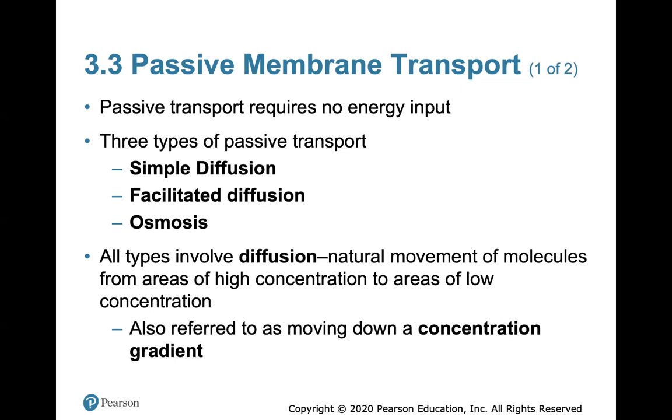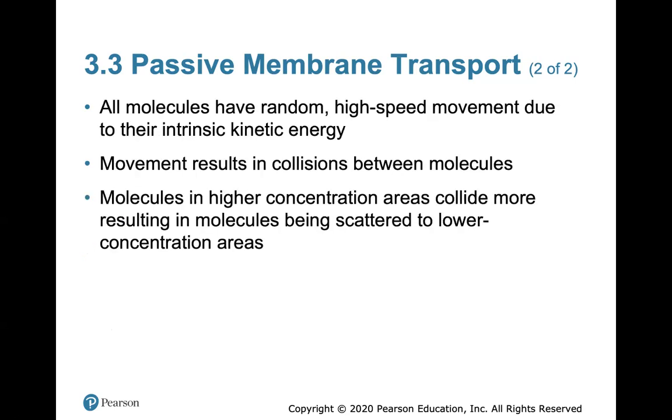So that's what diffusion is, moving from an area of high concentration to an area of low concentration. So this can happen in liquids, it can happen in air. I usually give the example, if I would spray some perfume in the front of the classroom, eventually those perfume molecules would diffuse throughout the entire classroom, so everyone would be able to smell it. So all molecules have this random high-speed movement due to their intrinsic kinetic energy. And that just means that the movement between particles results from collisions between molecules. So molecules in higher concentrated areas will collide more, resulting in molecules being scattered to lower concentrated areas.